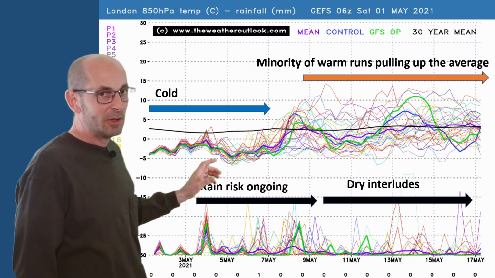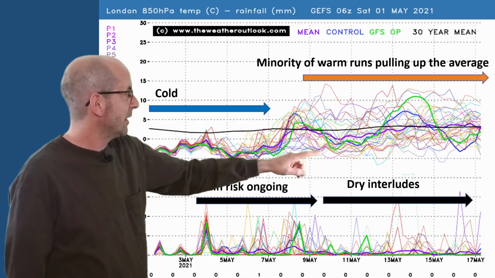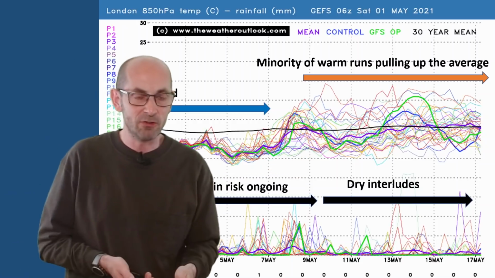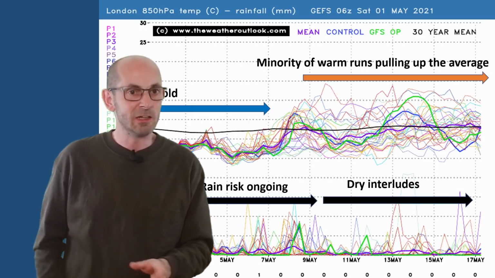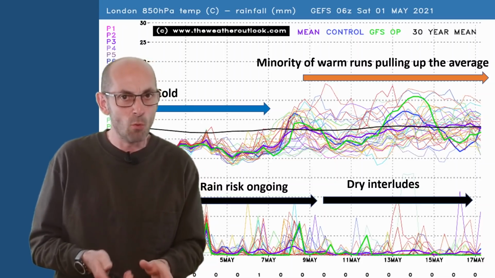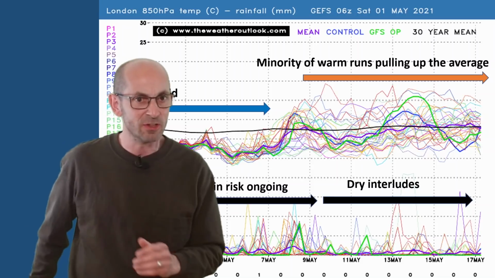I think it could be a little bit misleading, because a lot of the runs there are probably staying below that 30-year average. So all in all, I wouldn't say it's looking particularly warm, but as I say, there are some warmer runs in the mix, so there is uncertainty there.